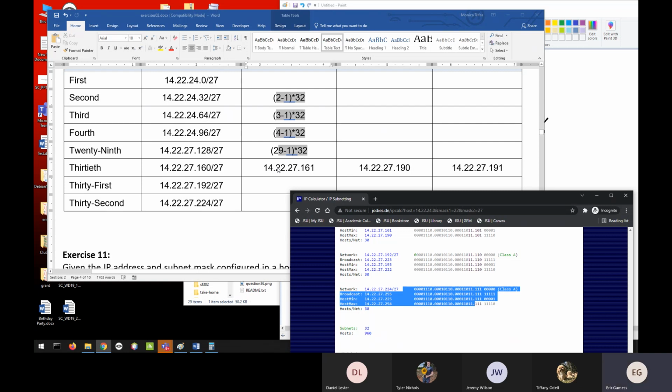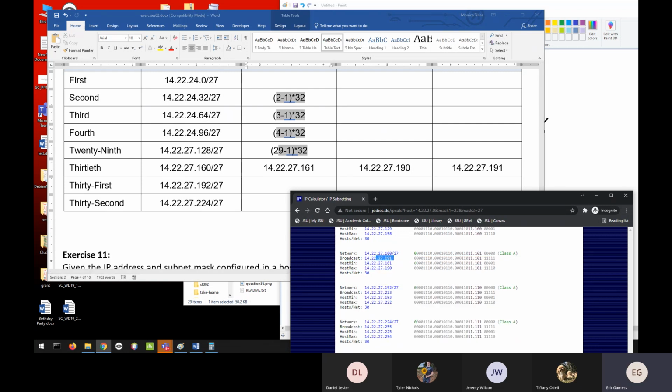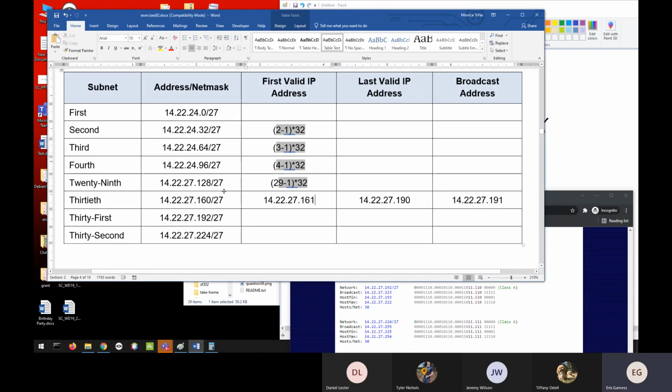So look at 14.22.27.160/27. The valid addresses go from 27.161 to 27.190. Look at them here. 27.161 to 27.190. And the broadcast is 27.191. So you see, I didn't have to compute all of them, and I could find all of them, no?